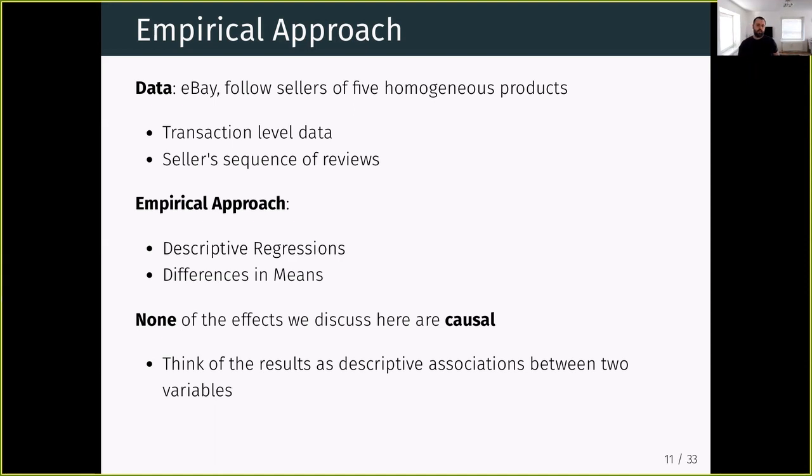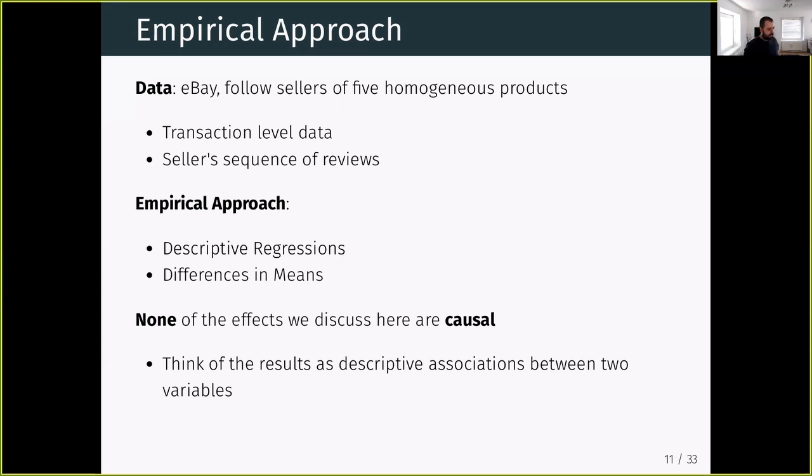Their empirical approach to understanding this data on prices, quantities, and reviews is twofold. There's a descriptive regression to summarize some of the associations in the data. And then they also look at differences in means, so how the average sales or average price change over time.